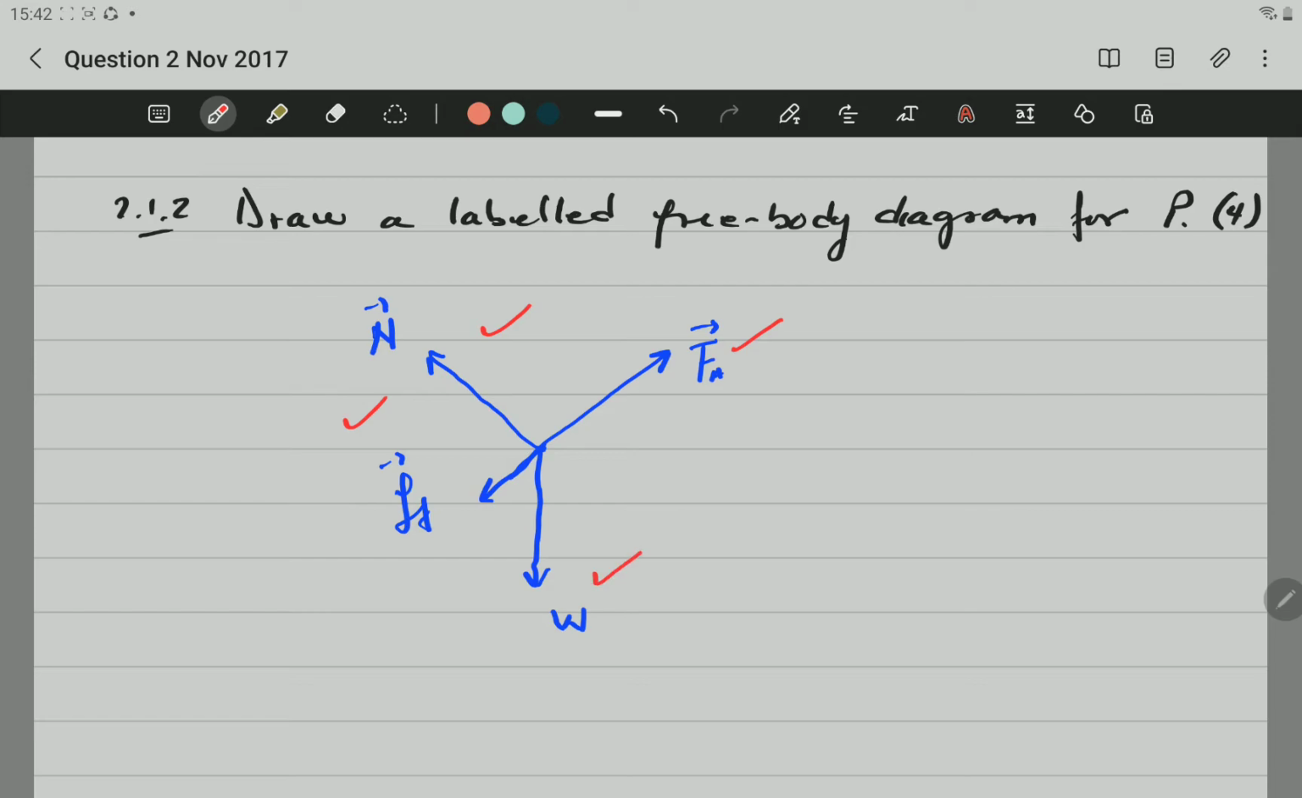Remember something in the question of the free body diagram. If the question is 4 marks, as I said here, that means that you must have 4 forces. And if you draw any extra or additional force, you lose 1 mark. So for example here, you cannot draw the components of the weight because you will lose a mark. So this is question 2.1.2. Let's go to the next question.